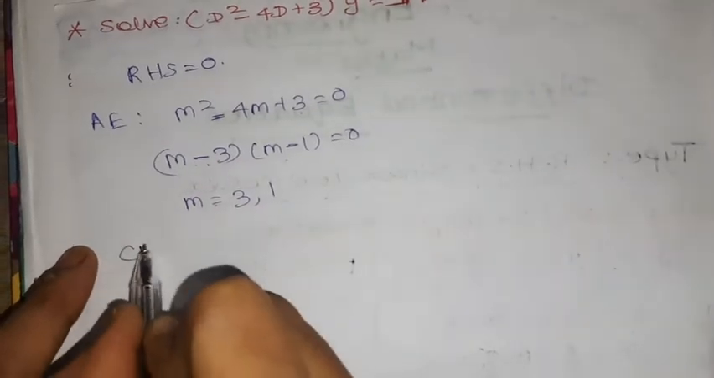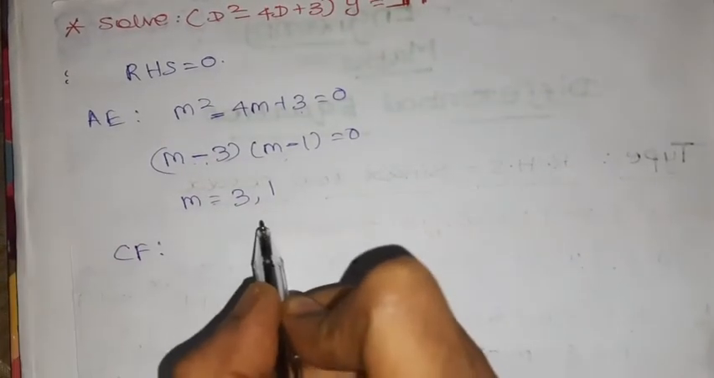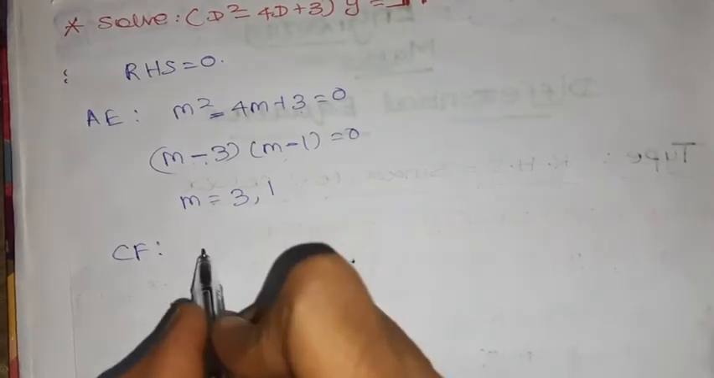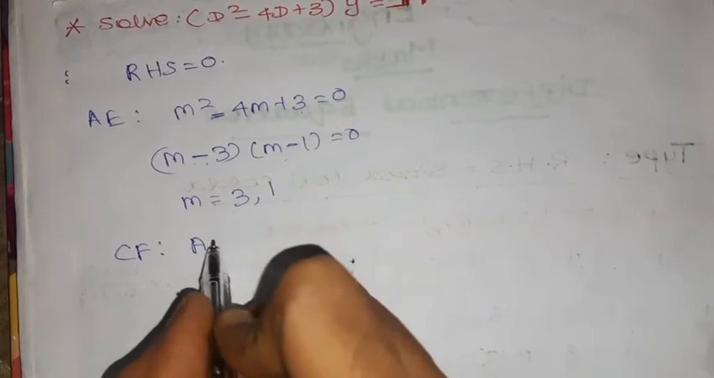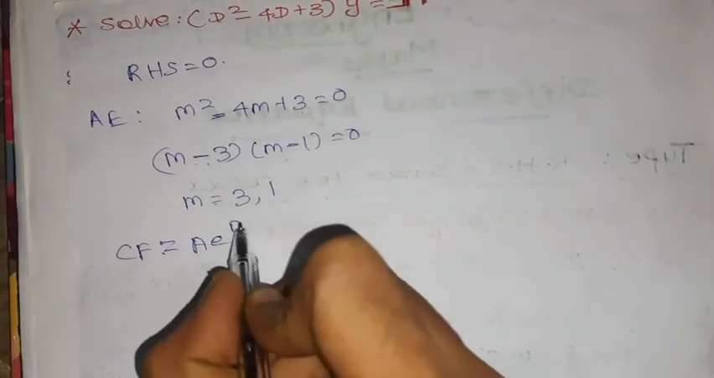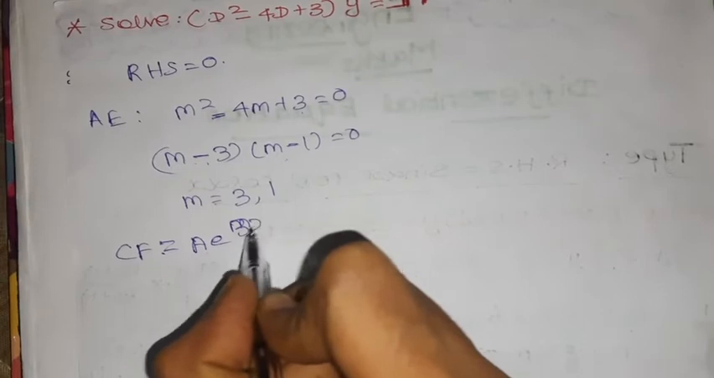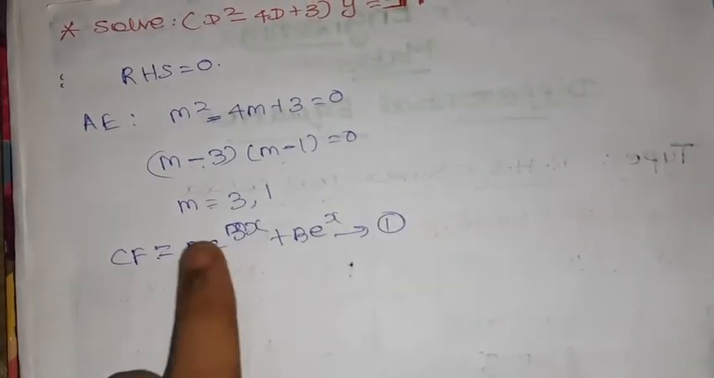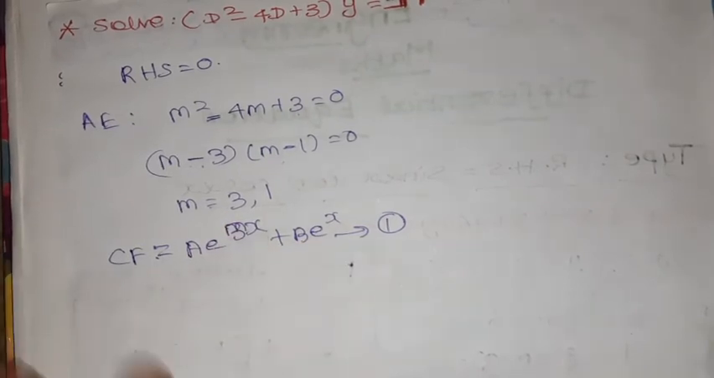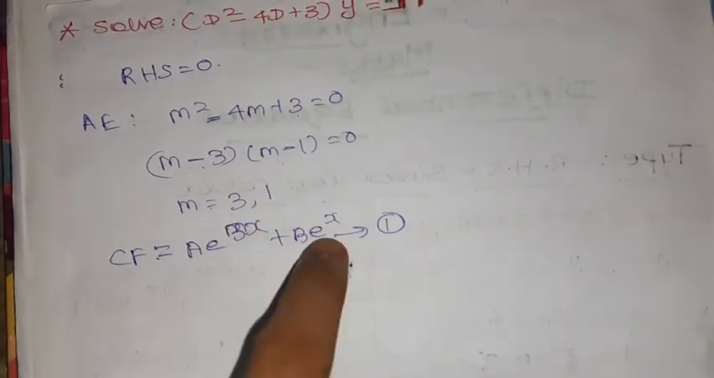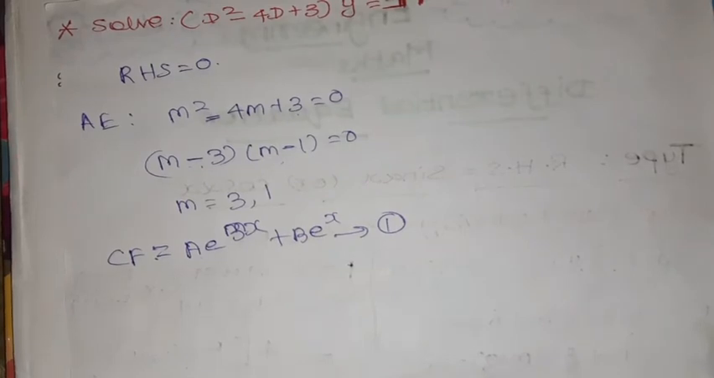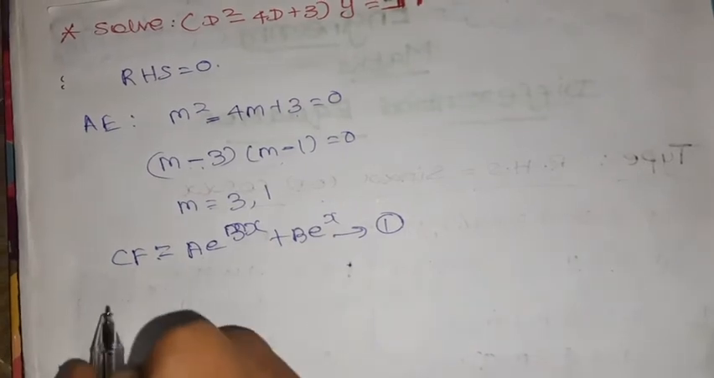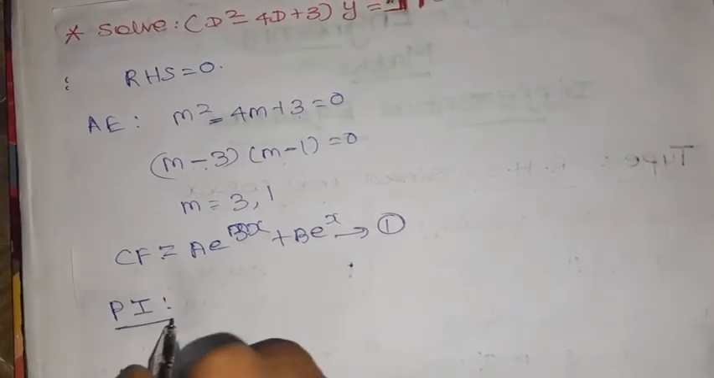So what is the complementary function? The roots m1 and m2 are real and distinct. Then the complementary function is A e power m1x plus b e power m2x. So here it is A e power 3x plus b e power x, just x. So this is the complementary function. Next, what is the next step? To find the particular integral.